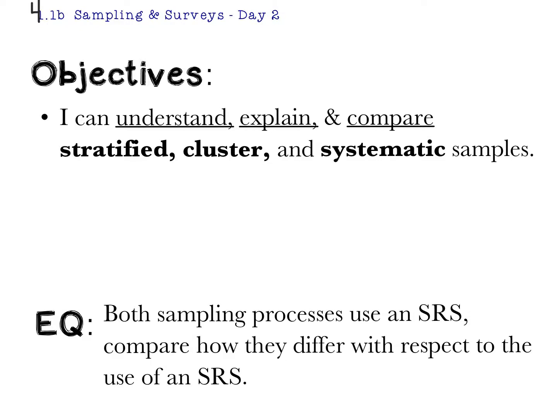All right, so as we move through chapter 4, our goal today is to be able to understand, explain, and compare 3 different types of sampling approaches: stratified, cluster, and systematic. As you work through this lesson in these notes, I want you to be thinking about both sampling processes. And when I say both, we're focusing mostly on stratified and cluster.